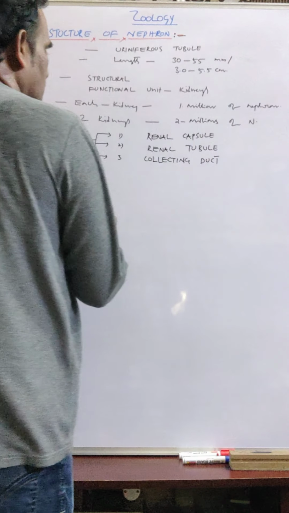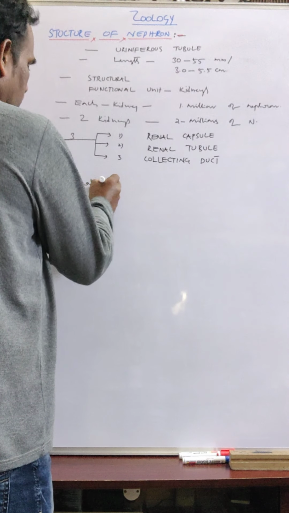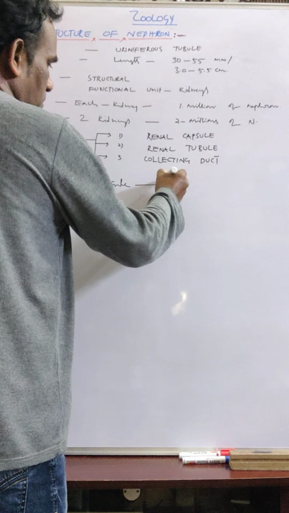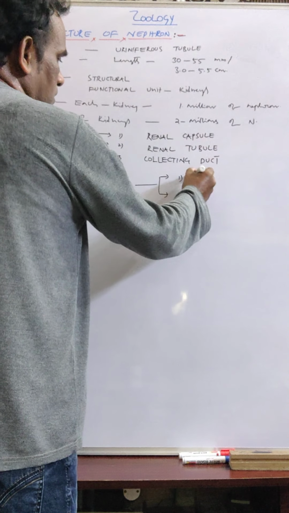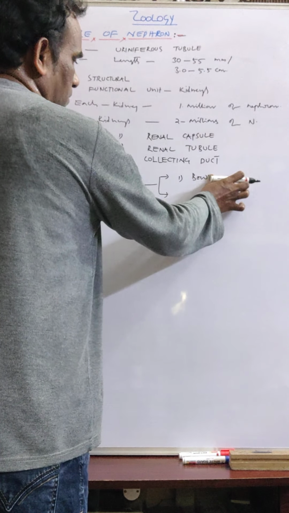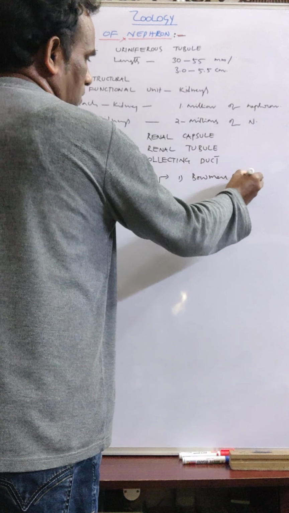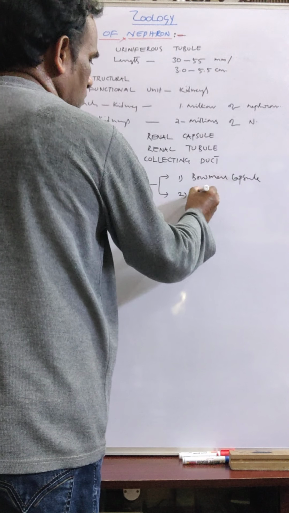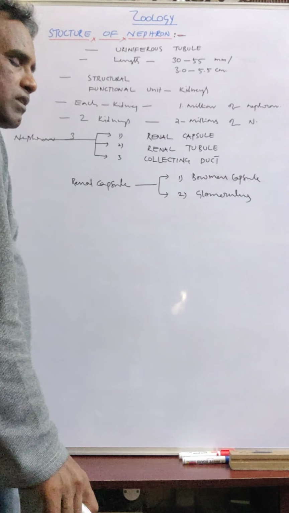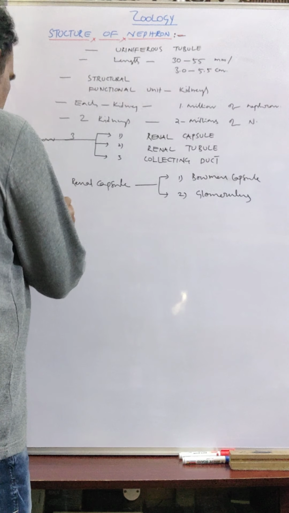Let's see the renal capsule. So, renal capsule consists of two parts called Bowman capsule and glomerulus. Bowman capsule and glomerulus. Let's take the Bowman capsule.